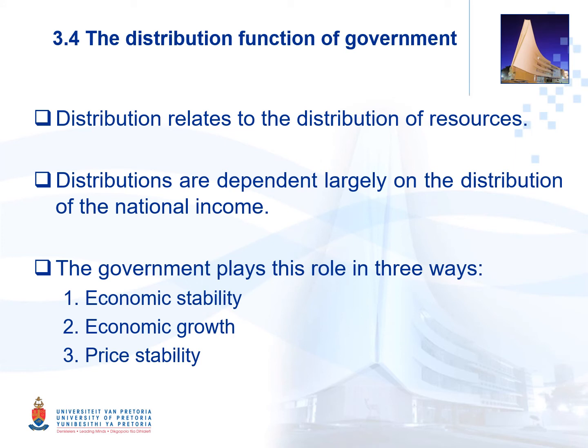Simply stated, distribution relates to the distribution of resources on more socially acceptable and equitable terms. Distribution of income in the form of goods and services would be dependent largely on the distribution of the national income, as determined by the degree of participation of the community in the economy. The government plays this role in 3 ways: economic stability, economic growth, and price stability. These roles are explained.